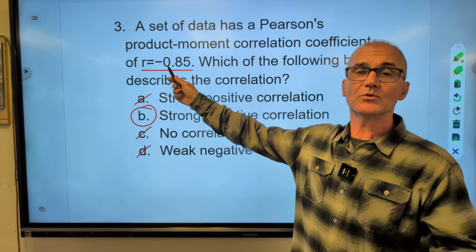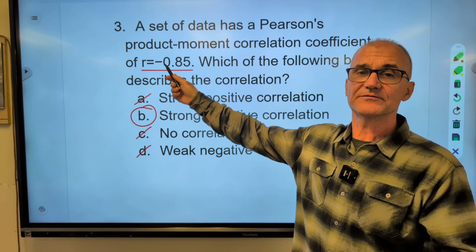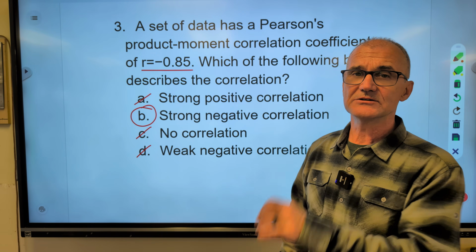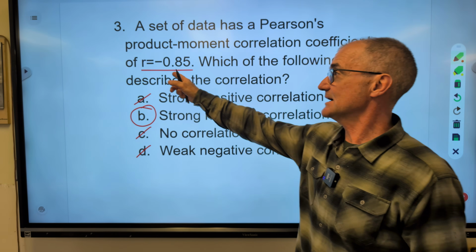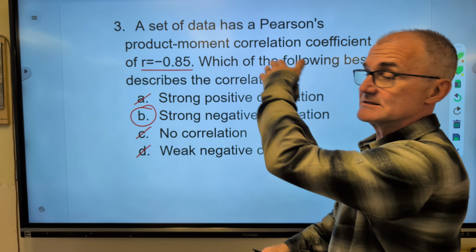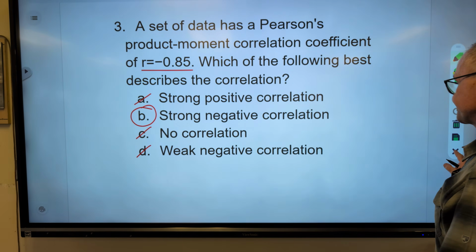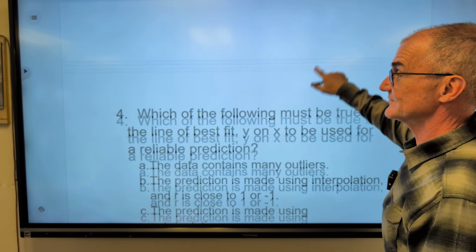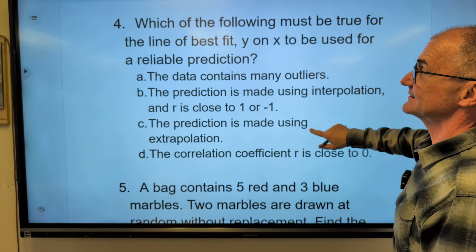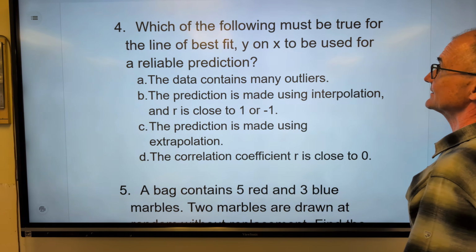The closer to 1 or negative 1, the better the fit. The closer to 0, no correlation at all. Positive would be positive correlation. Negative would be negative correlation. 3 for 3 so far. Jump to number 4 here.